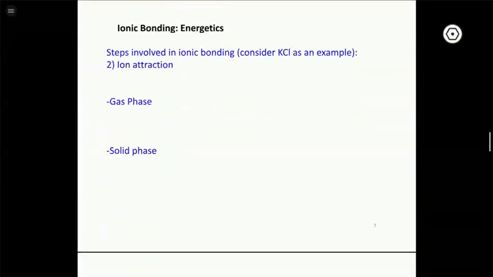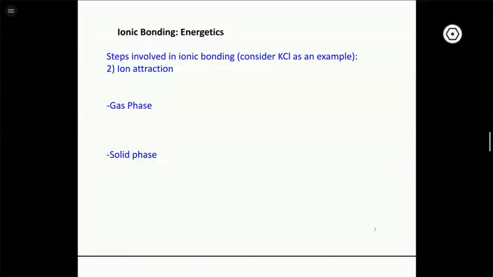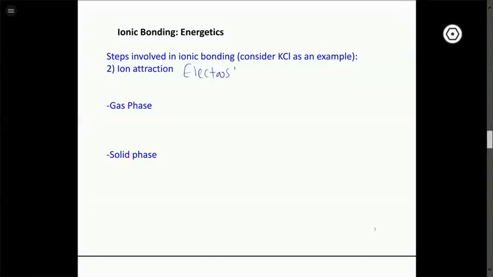So once we form those two gas phase ions, there's going to be a force of attraction between them. We know that opposite charges attract each other. So this ion attraction is just an electrostatic interaction of opposite charges, and there's going to be an energy exchange associated with that interaction.